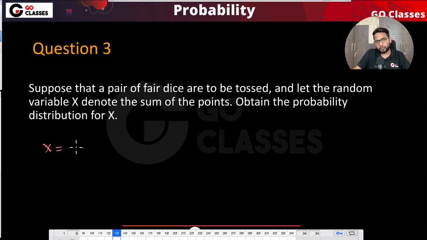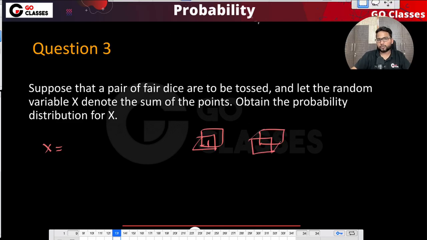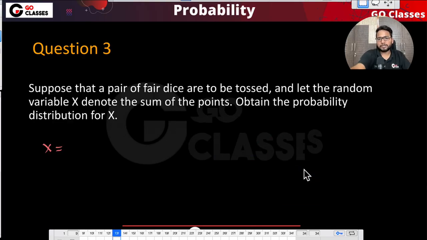Can x take 0? No. Can x take 1? No. The summation cannot be 1, right? If 1 is there on this dice, and this dice is also having 1, then in that case the summation is 2, not 1. So that is why the summation is at least 2. So it could be 2, and it can go till 12, because 6 and 6 will give you 12.